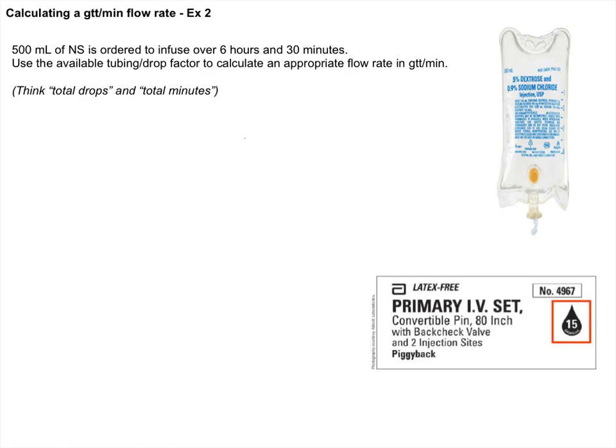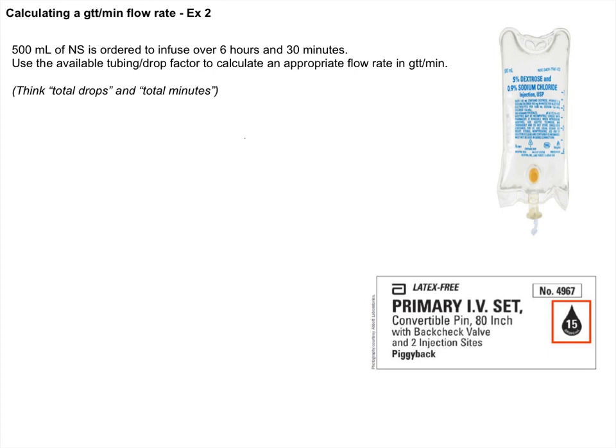We have one more example here, and I'm going to give you the opportunity to complete this problem. What we have is 500 mLs of normal saline. It also has some dextrose in it, it looks like. It needs to infuse over 6 hours and 30 minutes. What we have to do is use the available tubing, which is the drop factor. We're going to have to get that from the tubing. And we need to calculate how we're going to set this rate. So what is the appropriate flow rate in drops per minute?